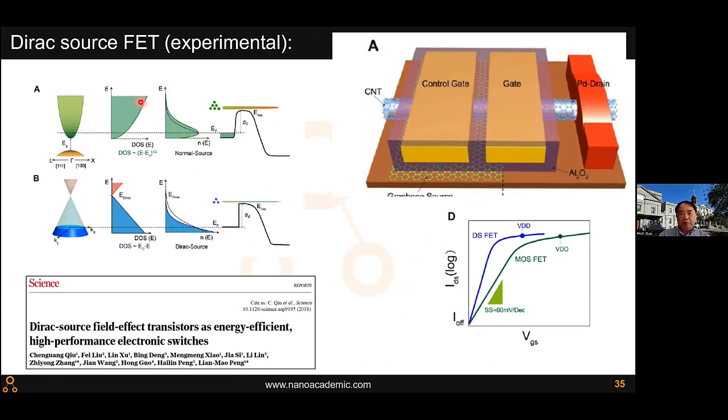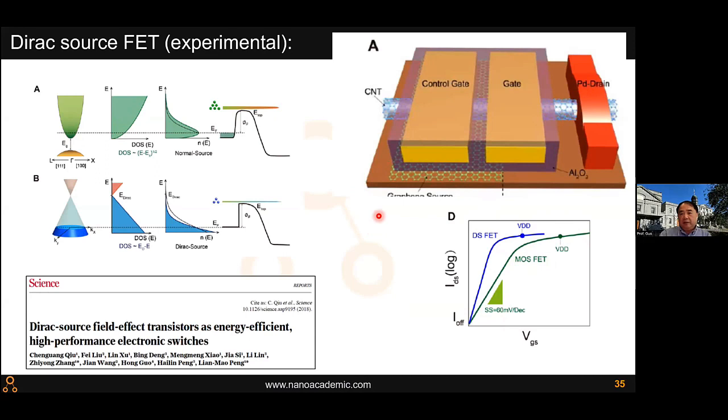Your Fermi distribution really is there. You have a lot of hot electrons. That's why you have this 60 millivolt per decade. But if you use graphene, you can cut it off, and then your current is much sharper. So you use a much smaller voltage to turn on your transistor, and the transistor works very well, just like the usual MOSFET. So this paper publishes this discovery. This graphene actually is very important.